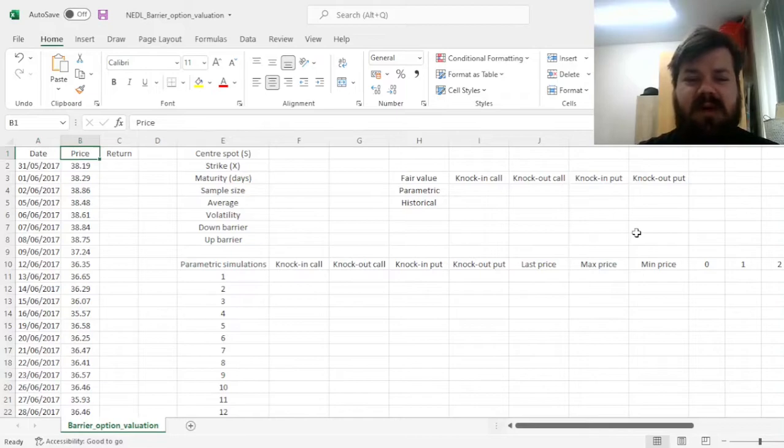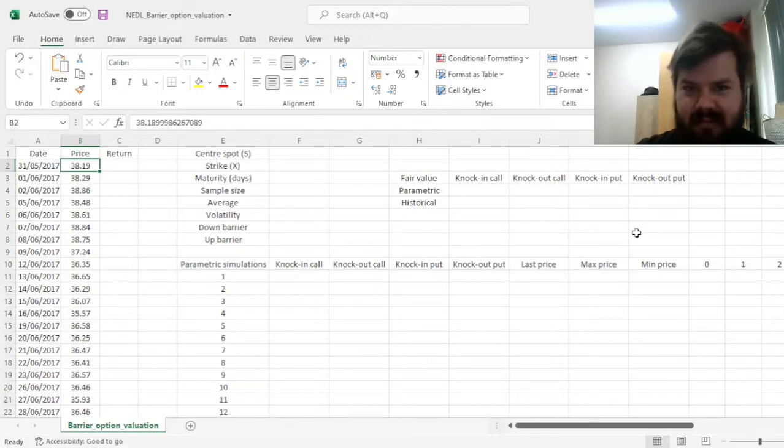Here, we have got a quite established US stock, which is Apple, and its stock price dynamics for the past 5 years, and we will seek to value both knock-in and knock-out calls and puts using a Monte Carlo simulation, which is a parametric procedure, as well as historical bootstrap simulation. So buckle up and enjoy the ride.